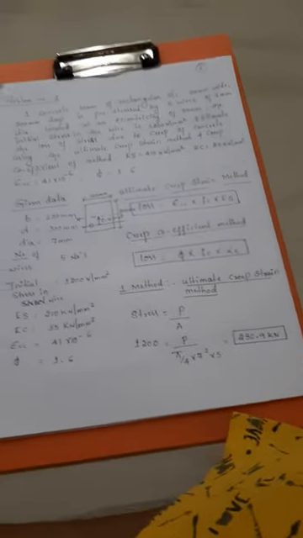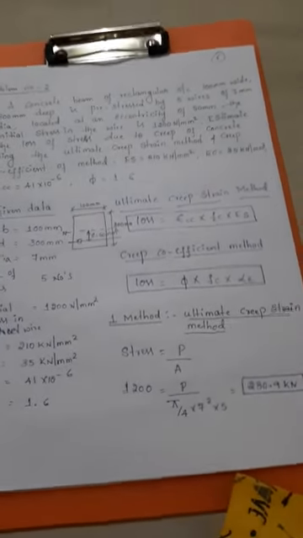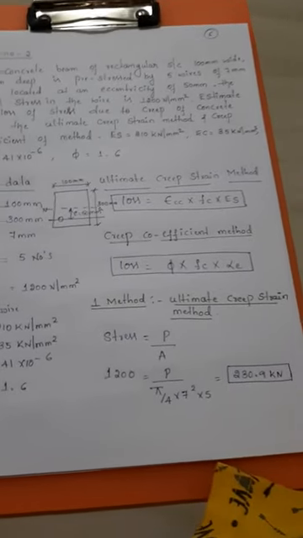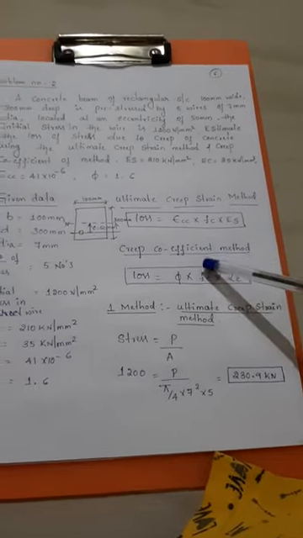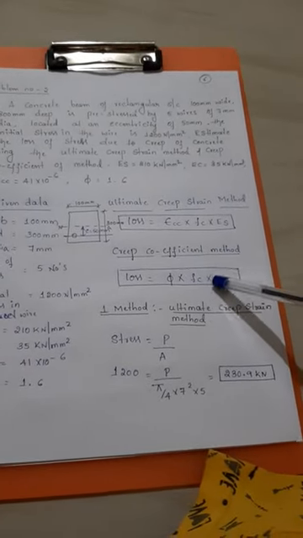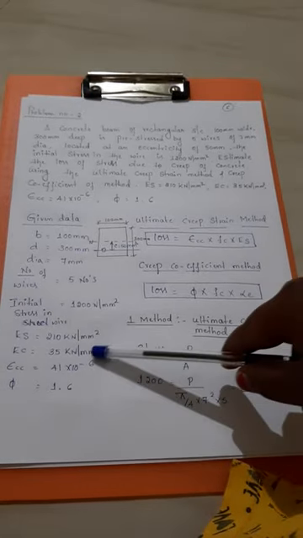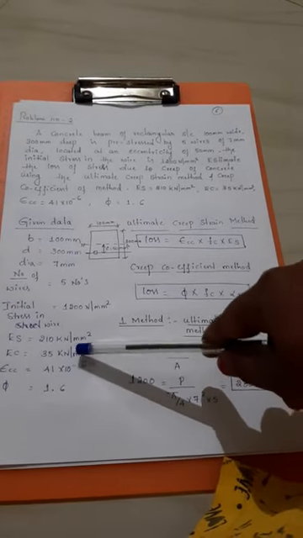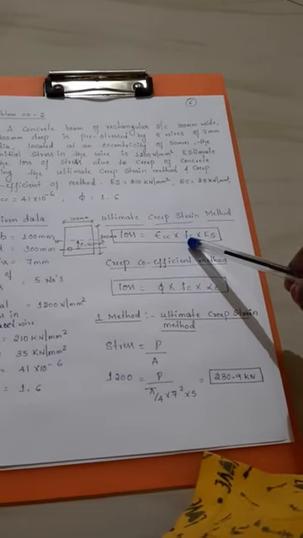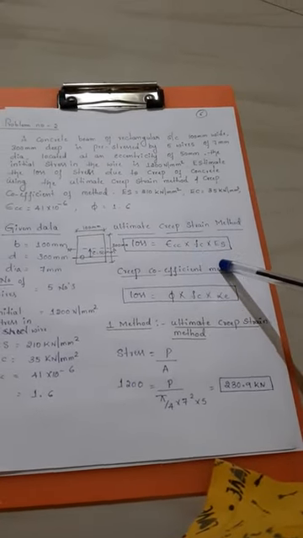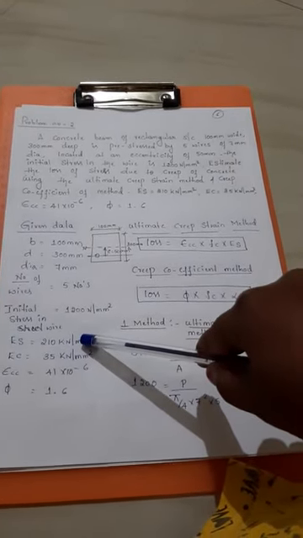First let us know what is ultimate creep strain method and what is creep coefficient method formula. Ultimate creep strain method formula is epsilon cc into fc into Es, whereas creep coefficient method is psi into fc into alpha e. So here epsilon cc is known, they have given epsilon cc value as 41 into 10 to the power of minus 6. Whereas fc, you need to calculate, your fc is P by A plus Pe by Z. And Es is known, that is Young's modulus of steel, 210 kilonewton per mm square.